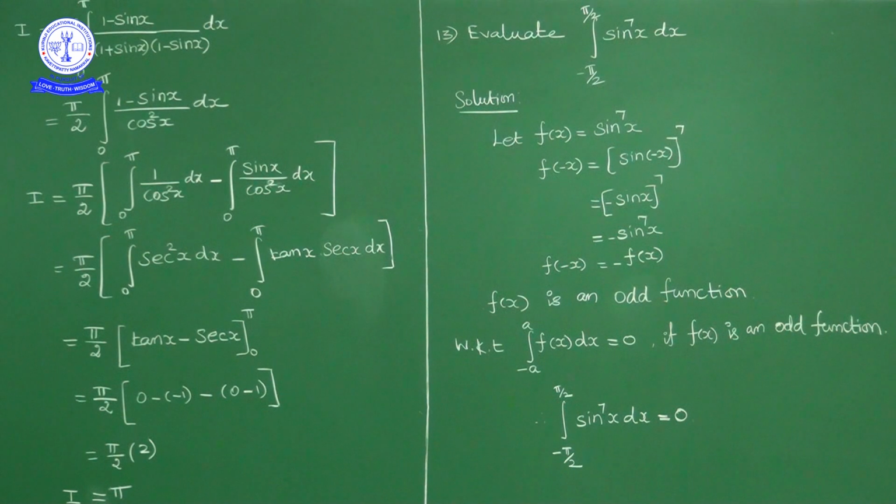Okay, whenever f of x is an odd function, integral minus a to a f of x dx is equal to 0. So using this property, integral minus pi by 2 to pi by 2 sin power 7x dx is equal to how much?